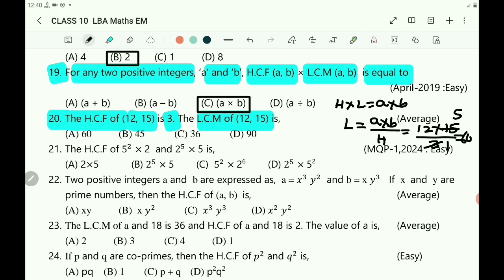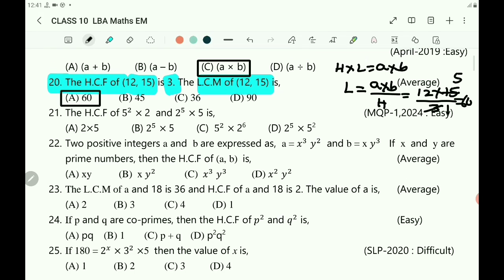Then what is the LCM? LCM is 60. Option A is there. So once you go through the options, option A, 60, is the answer. Option B, 45, is not an answer. Option C, 36, is also not an answer. Option D, 90, is also not an answer. So option A, 60, is the answer. So you write option A, 60. Again you take question number 21.